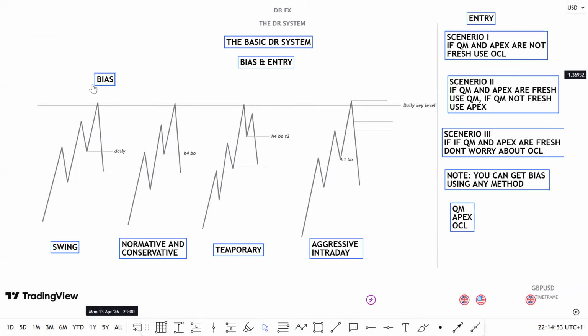Now, these 3 ideas simplify advanced market structure and candlestick structure, and you would understand why. Now, if you tend to understand the advanced market structure or the candlestick structure, we said if QM is not fresh, meaning the market has tapped on the QM, meaning what? If QM is not fresh, use Apex, meaning the market has created liquidity.